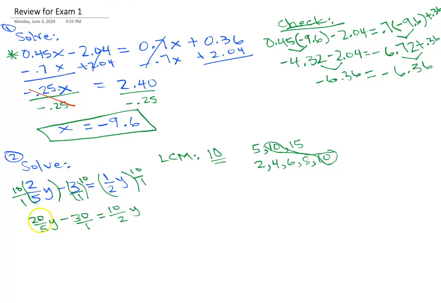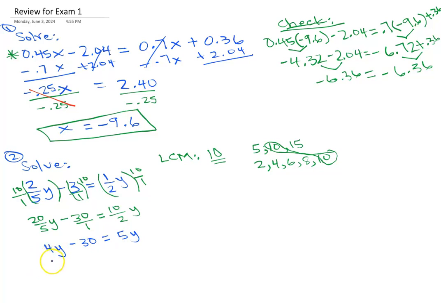Okay, but now if I simplify this, 20 divided by 5 is 4, so I have 4y minus 30 equals 10 divided by 2 is 5, so I have 5y. All right, and now I have no denominators left. There are no longer fractions, and so it makes it a lot easier to solve this.